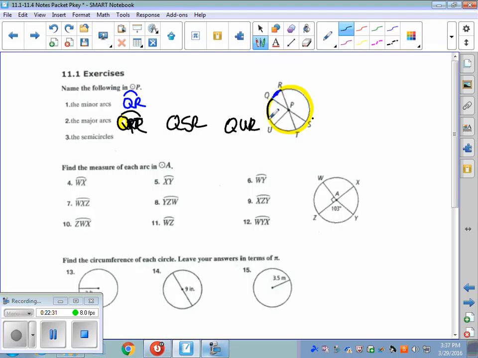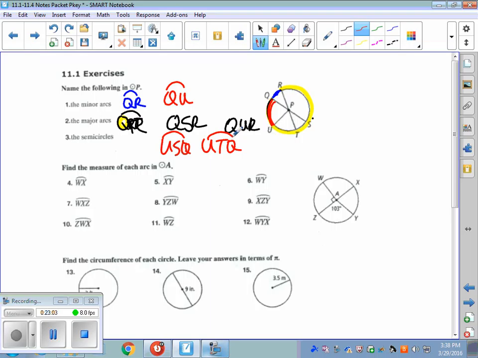Let's say I'm looking at this arc. QU. That's the minor arc, excuse me. What would be the major arc if QU is the minor? USQ would work. UTQ would also work. Not URQ. Oh yeah, URQ would work, yeah.